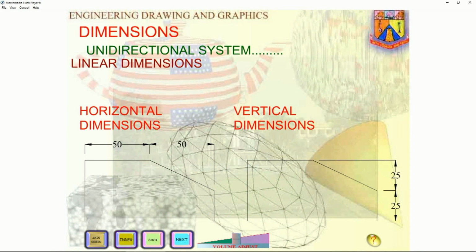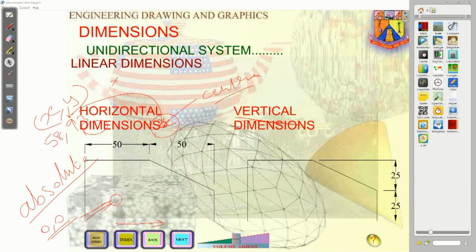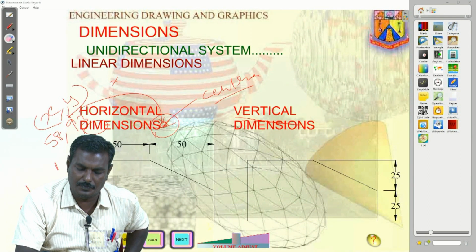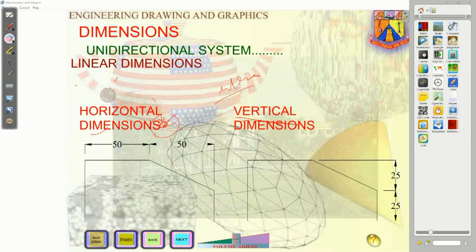Next one, linear dimensions. Try to see here, linear dimensions. Linear is nothing but either horizontal or vertical dimensions. In these pictures, you have to learn how the dimensions are placed, and for horizontal, how it is placed. Even if there is an inclined line, if you draw any dimension with respect to its two ends, how is it generated? Try to see. How to draw this line? You have to take a scale.